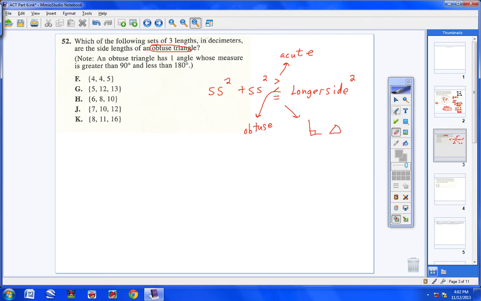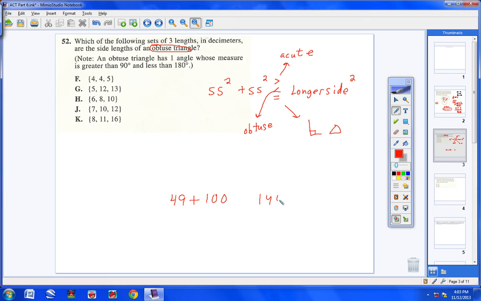You can do this pretty quickly once you know what you're doing. I would say less than a minute. 6 times 6 is 36, 8 times 8 is 64, 10 times 10 is 100. Add these two together and we get 100 equals 100. Okay, now I hope I'm not making any little mistakes. I don't think I am. Now we're going to look at letter J right here. 7 times 7 is 49. That's one of your smaller sides. 10 times 10 is 100. That's one of your smaller sides. Your largest side or longer side is 12.